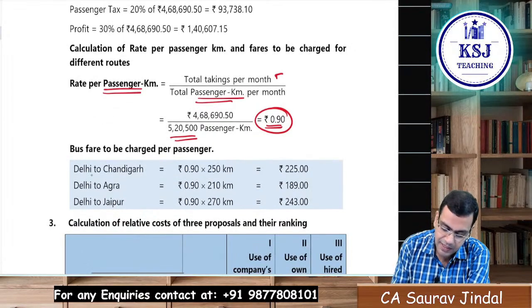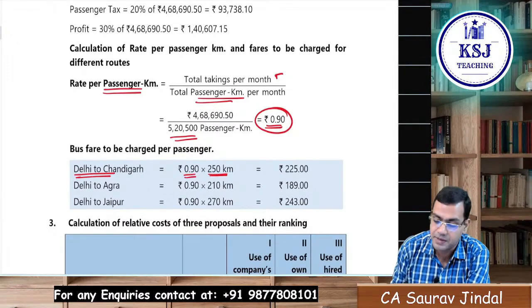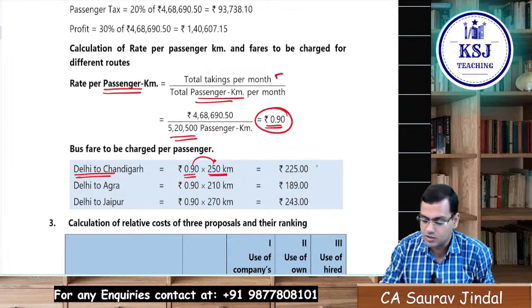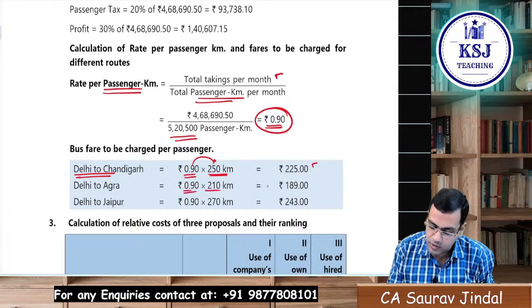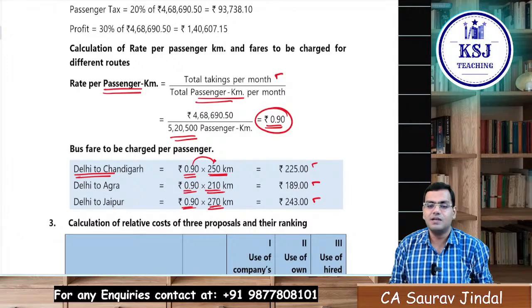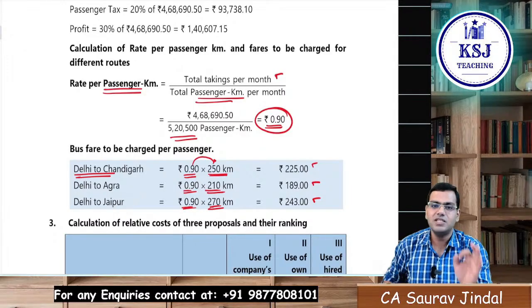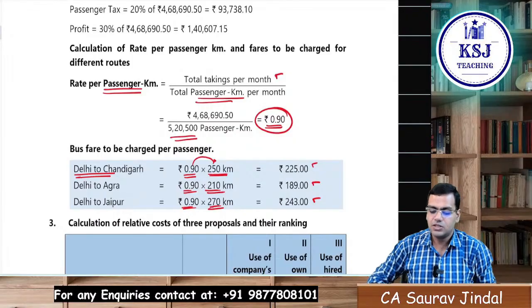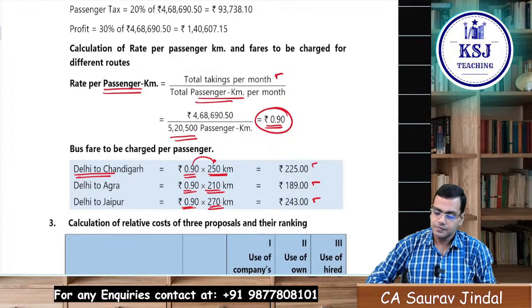Now, if from Delhi to Chandigarh you are covering 250 kilometers and the rate is 0.90 per passenger kilometer, for each passenger the rate is 0.90. So for 250 kilometers, what will you charge from one passenger? 225 rupees. Delhi to Agra, 0.9 into 210. Delhi to Jaipur into kilometers. This is the fare to be charged from each passenger. Is it clear?